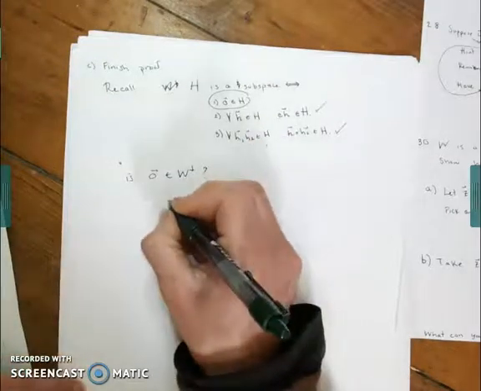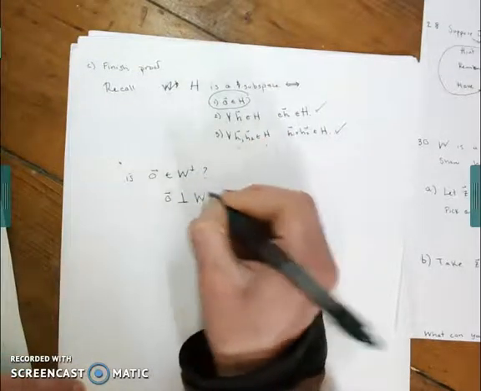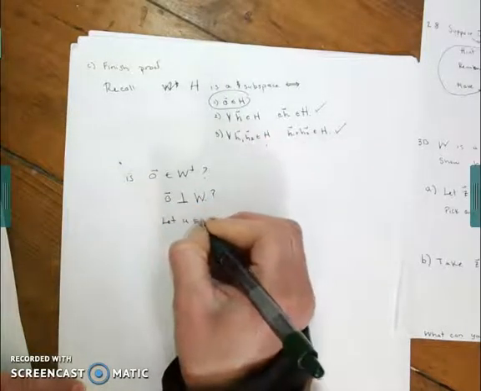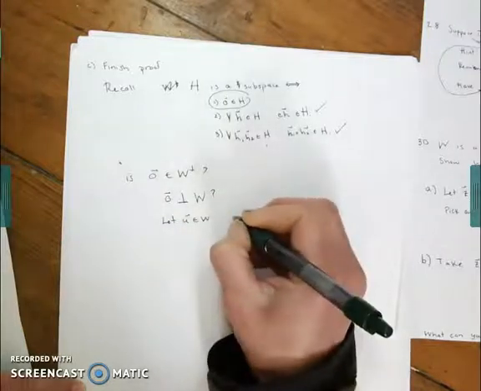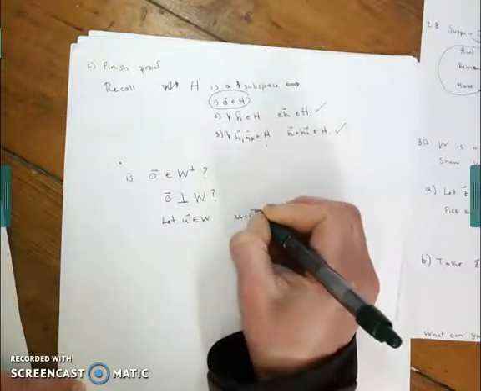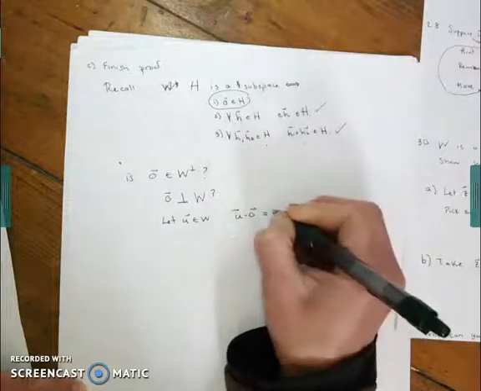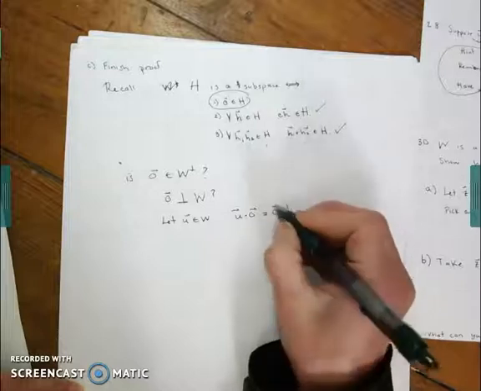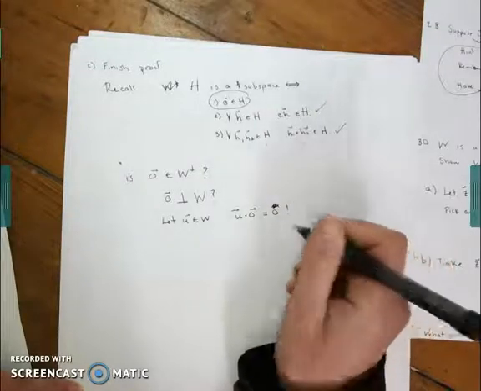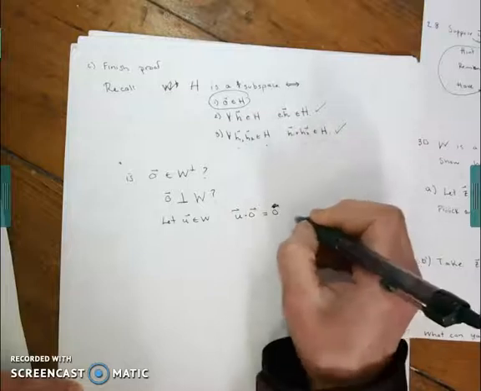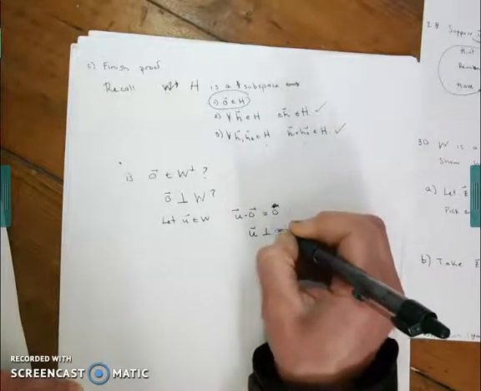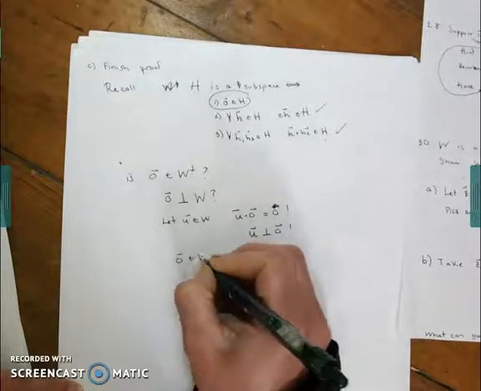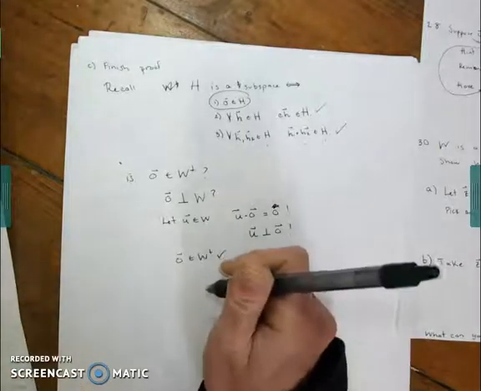So we need to show that 0 is orthogonal to w. Let u be in w. U dot the 0 vector equals 0. Anything dotted with the 0 vector equals 0, which means that u is perpendicular to the 0 vector. So the 0 vector is in w perp, and so now we're done.